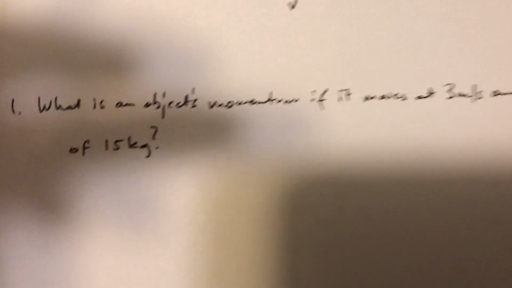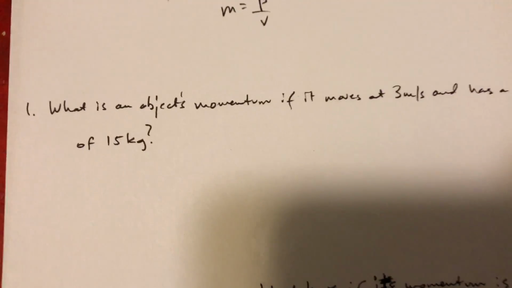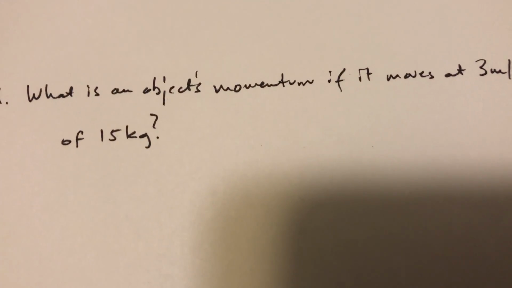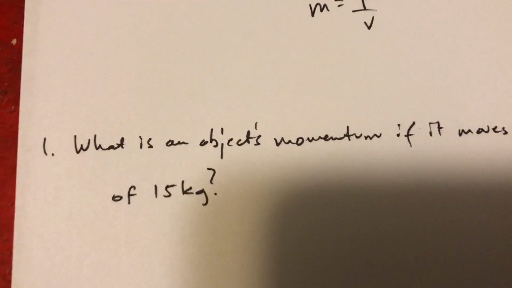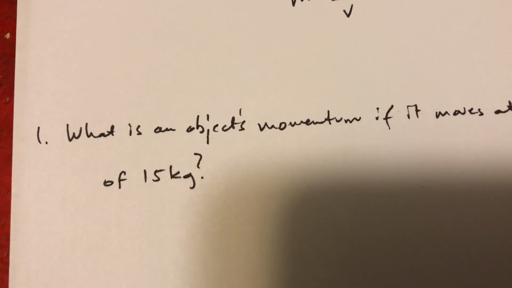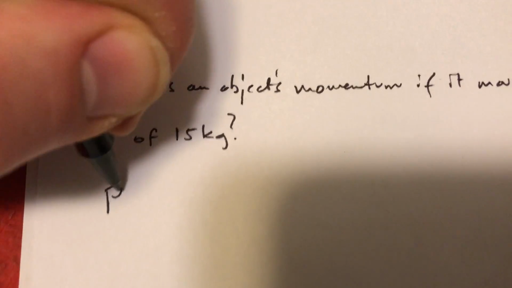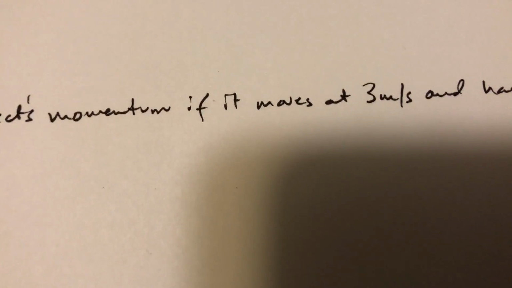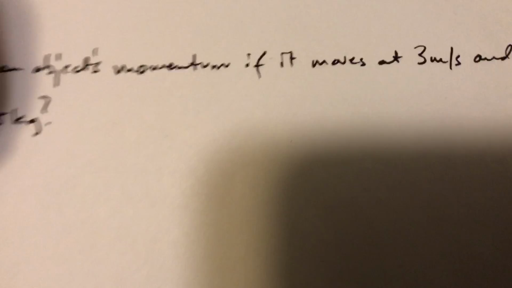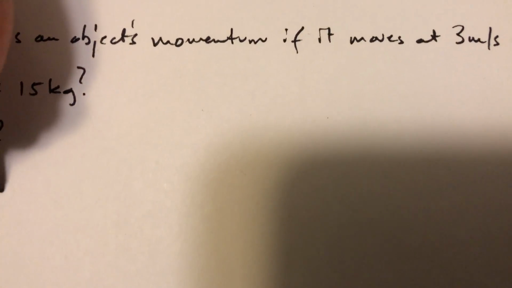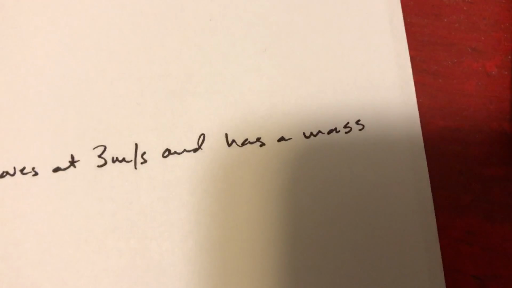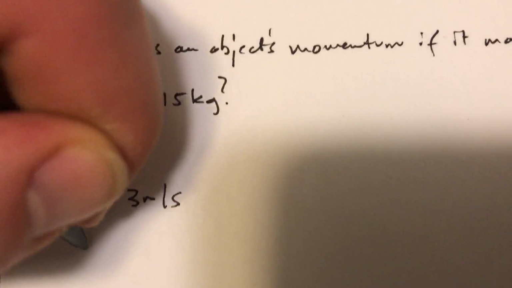So let's take a look at the first problem. First problem says, what is an object's momentum if it moves at 3 meters per second and has a mass of 15 kilograms? So first part of that sentence, what is an object's momentum? So I'm going to write down P equals question mark. If it moves at 3 meters per second, again, 3 meters per second is a velocity, and it has a mass of 15 kilograms.